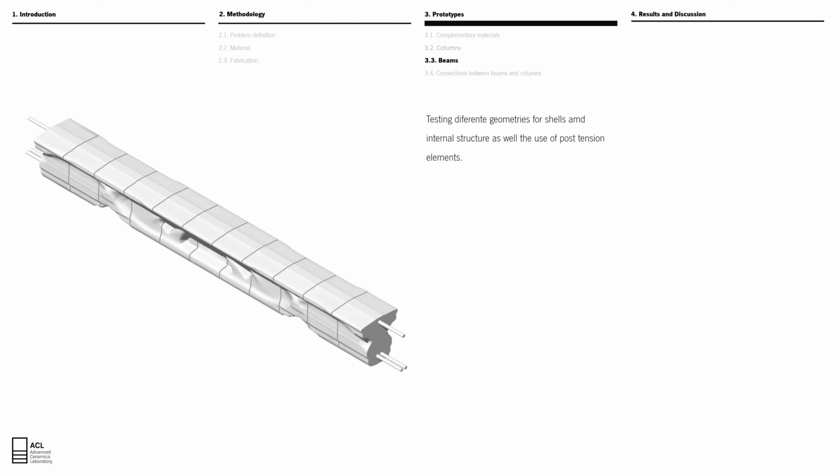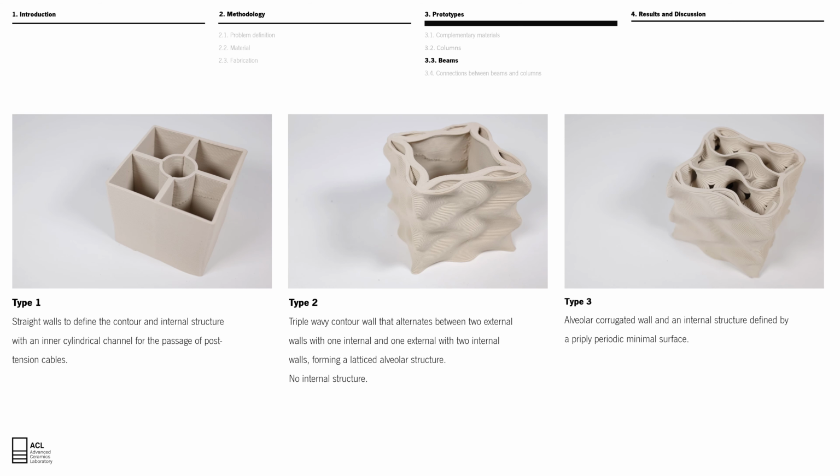Contrary to the columns that study additional functions, the beams we develop focus on the definition of shell, internal structure, and the use of post-tension elements. To study shell and internal structure, we develop 3 types of specimens. Type 1 is defined by straight walls and an internal canal for the passage of steel cables. The second type is defined by a triply wave contour wall, and the third one uses a single wavy wall on the exterior and a triply periodic minimal surface as infill.